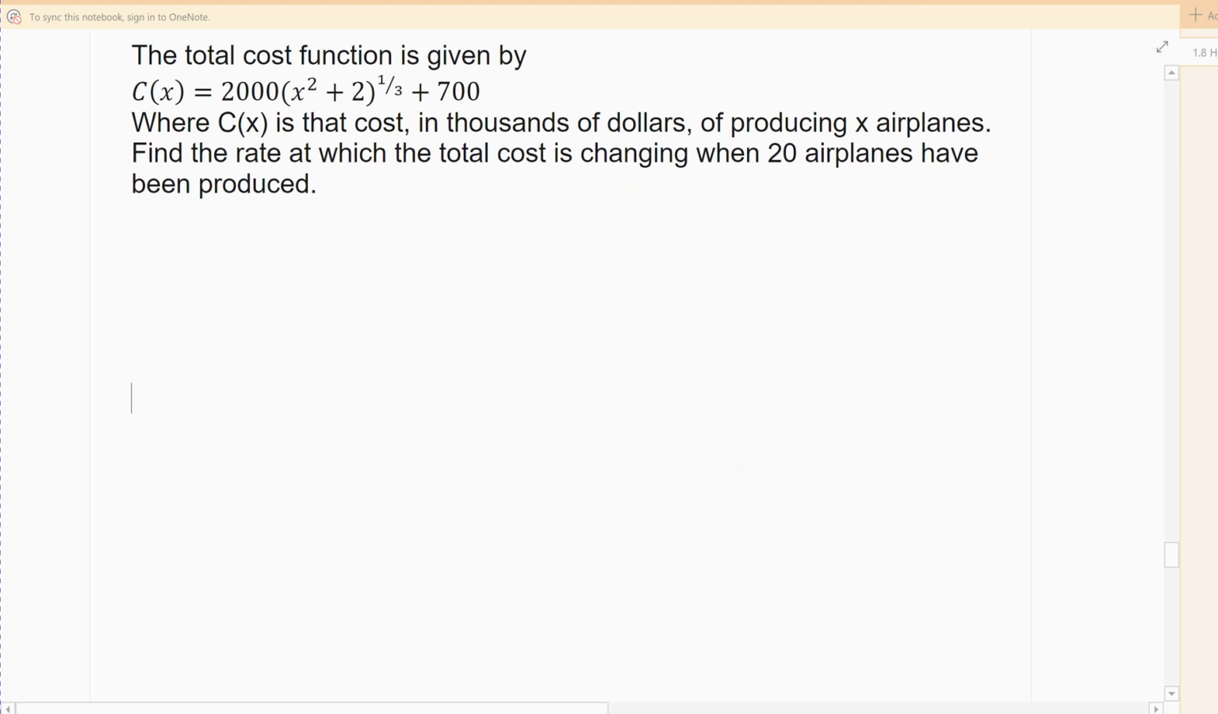All right, so first, suppose this is a cost function. So C of x represents the cost in thousands. So I got to remember it's in thousands of dollars to produce x airplanes. Find the rate at which cost is changing when 20 airplanes have been produced. And so what I want to find is the rate. Well, that means derivative when production level x is 20 airplanes. All right, and then I got to be careful to always include units and give your answer as a statement, right? It's an application. Your answers have context, so make sure you include the context.